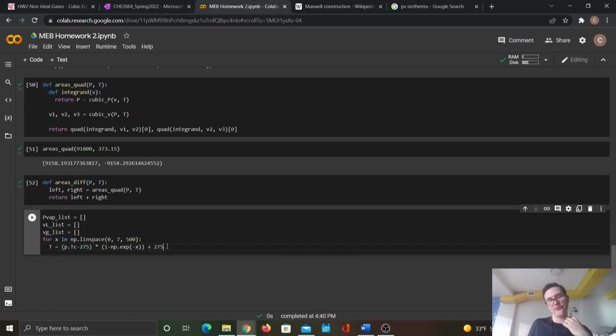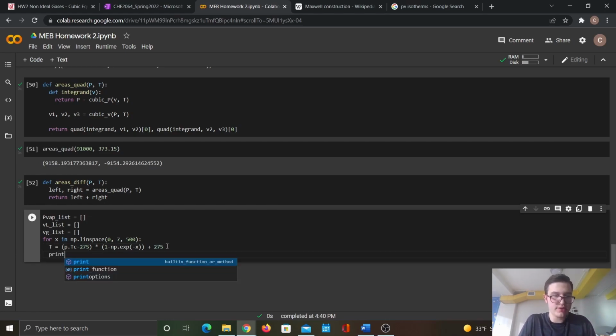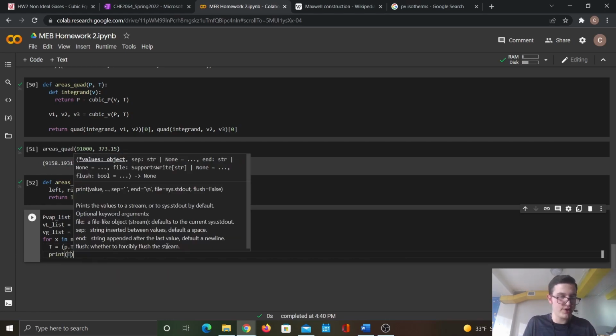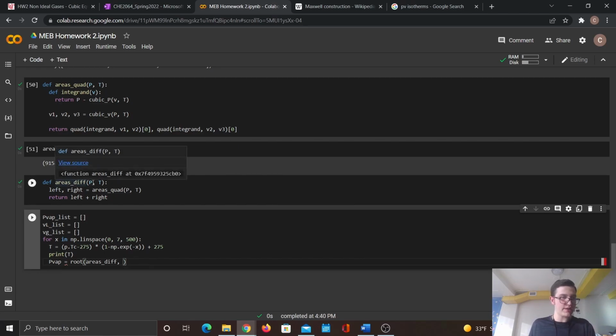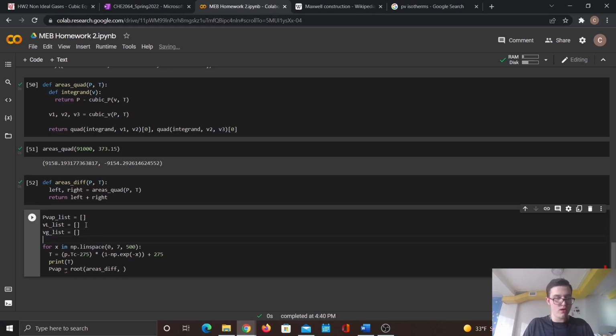Better. So now we have that. We also want to print temperature, just so we know that it's working. Now, we want to have vapor pressure equal to the root of areas diff. And we need a general guess for this pressure here. So we'll call it guess is equal to 100, to start at the very least.